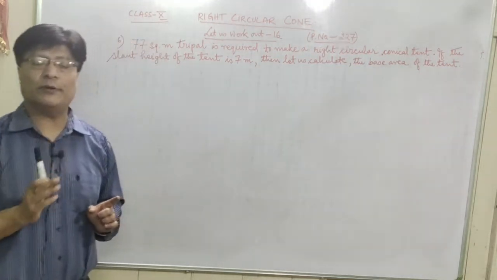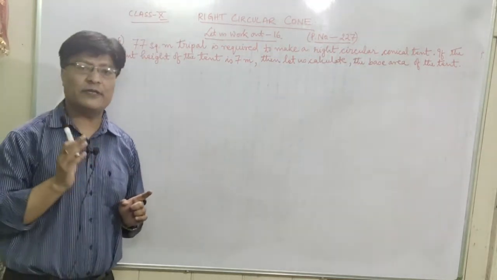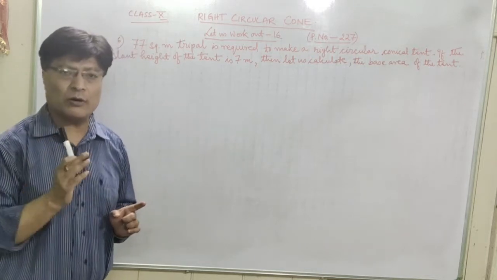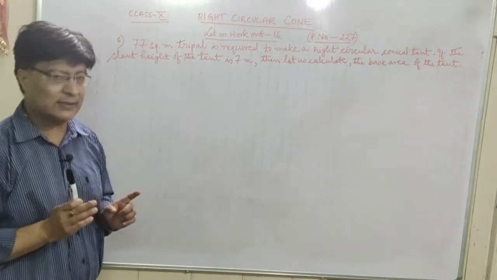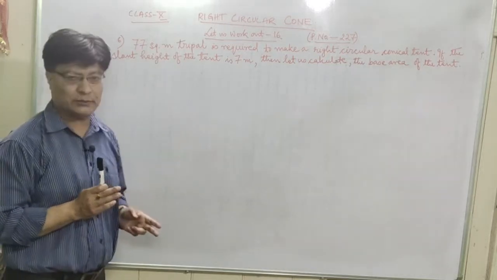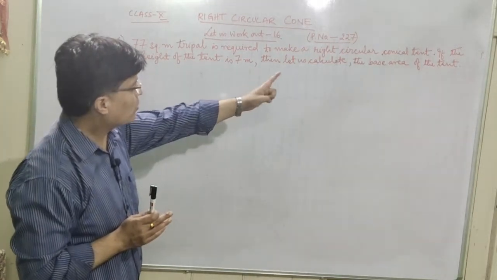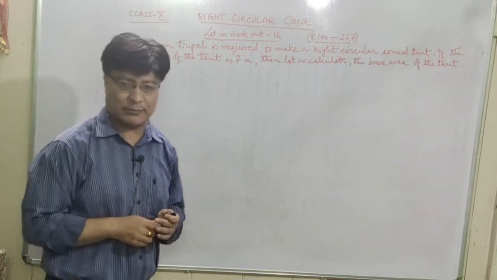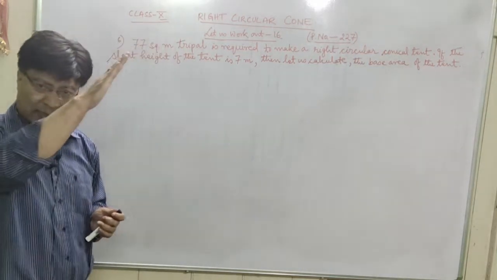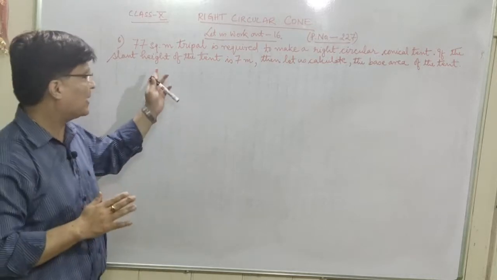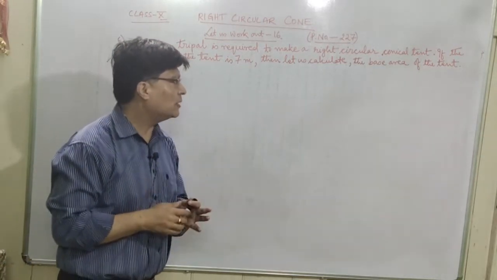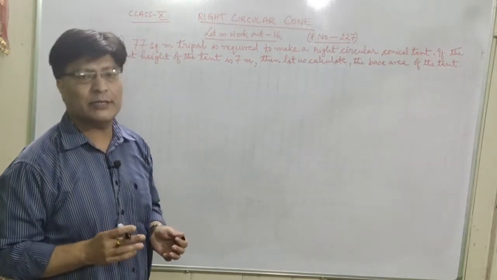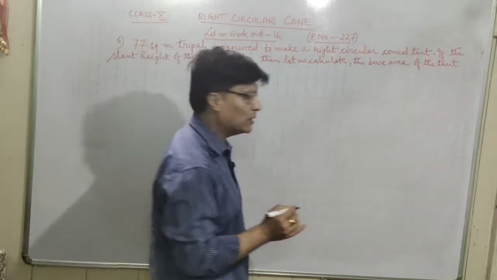So this is the curved surface area of the conical tent. It is 77 square meter. So now, if the slant height of the tent is 7 meter, slant height is given. Slant height is the incline height. Then let us calculate the base area of the tent. You have to find out the base area of the tent.